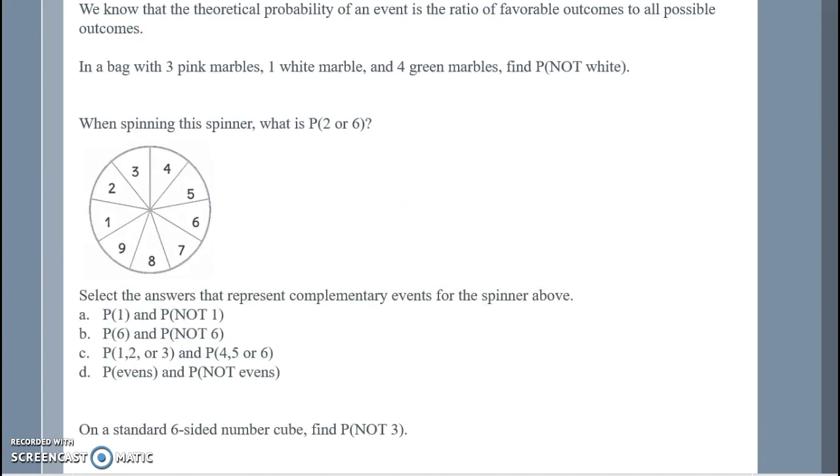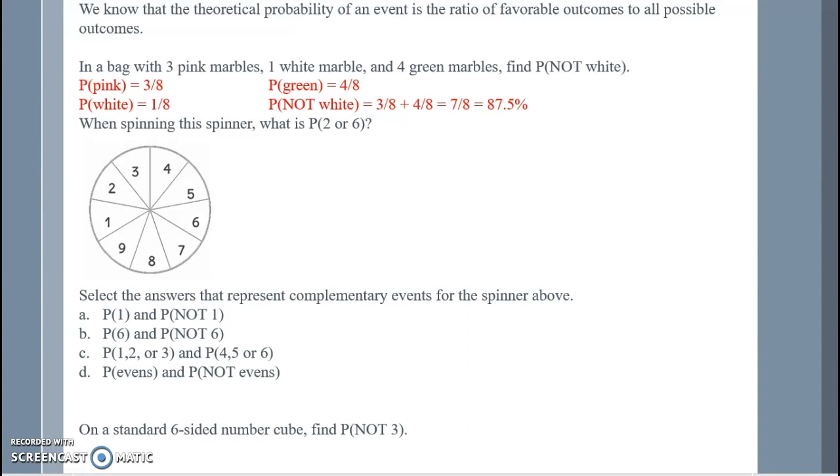In a bag with 3 pink marbles, 1 white marble, and 4 green marbles, let's find the probability of not pulling a white. Altogether, it looks like I have 8 marbles. So the probability of getting a pink is 3/8, probability of getting a green is 4/8, and the probability of getting a white is 1/8. We want to know what the probability of getting not white is. So not white would be pink or green. So 3/8 plus 4/8 is 7/8, or 87.5%.